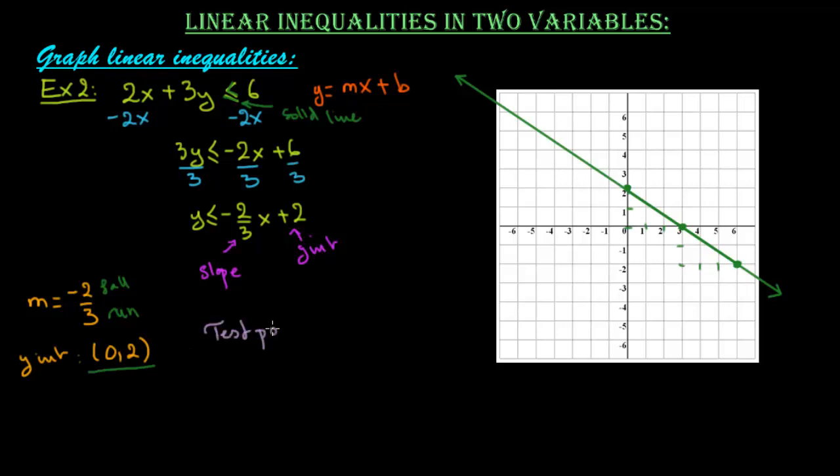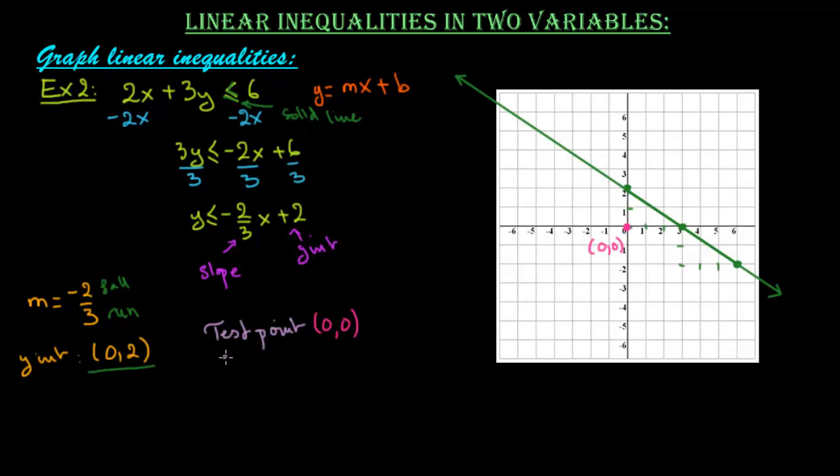For the test point, you can choose any point to plug into the inequality as long as it's not on the line. Let's say I choose the point (0, 0). We see whether it gives me a true statement or a false statement. If it's true, I will shade the area below the line, which contains the point (0, 0). If it gives me a false statement, I will shade above the line, which does not contain the point (0, 0). So let's check it out.